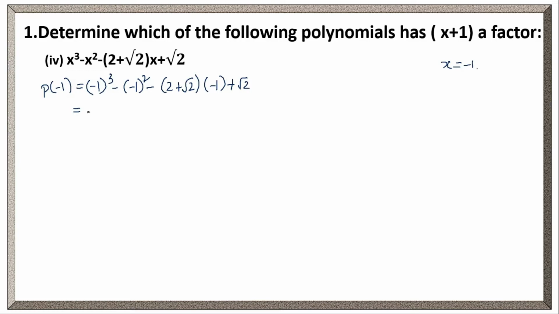-1 to the power of an odd number is -1. -1 to the power of an even number is +1. So -1 minus 1 into minus, -1, -2, minus root 2. Here minus into minus will become plus. So +2 plus root 2 plus root 2. Clear? Now -2 plus 2 plus 2 root 2. Yes or not? Now -2 plus 2 will get cancelled. 2 root 2 is the remainder.